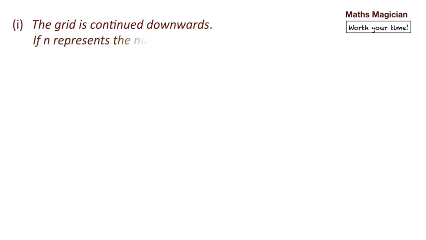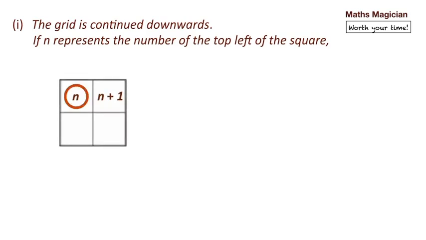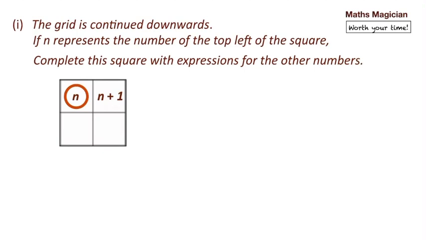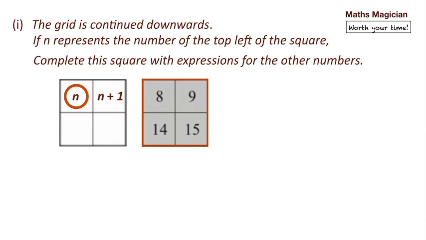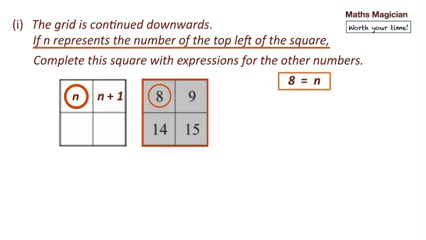The question in part 1 is the grid is continued downwards. If n represents the number of the top left of the square, complete the square with expressions for the other numbers. To fill the square, use the square highlighted in part A and write its numbers in terms of n. Now, if n represents the number of the top left of the square, then the top left number here is 8 and is equal to n.